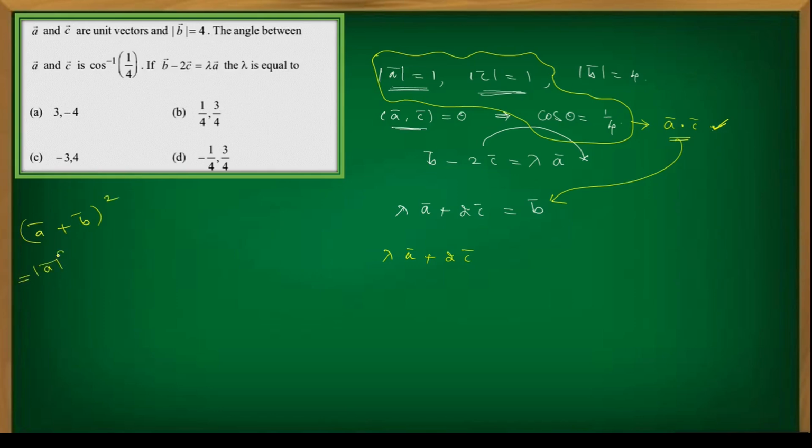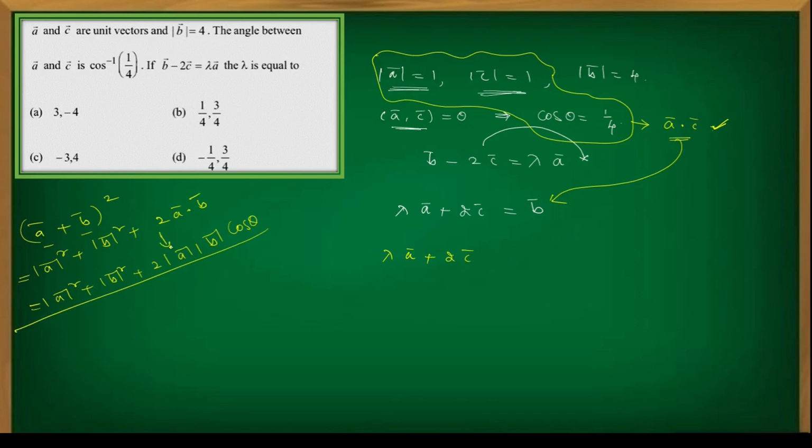Mod a bar square plus mod b bar square plus 2ab. Generally we say 2ab means multiplication of a and b, but here it is multiplication of a bar and b bar, so not ab. We write 2 a bar dot b bar. That is nothing but mod a bar square plus mod b bar square plus 2 a bar dot b bar, which means mod a bar mod b bar cos of the angle between them.